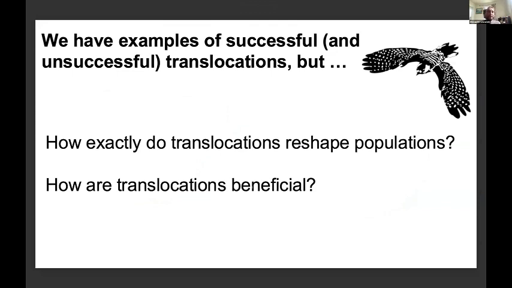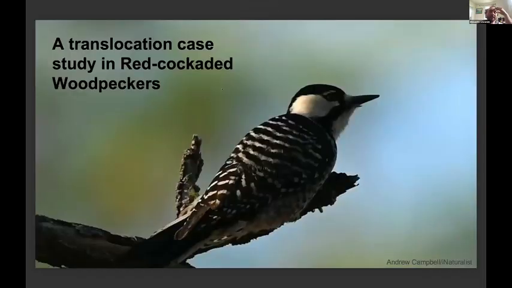And these are important questions to address because we can use this information to develop more efficient and effective ways to implement translocations to benefit populations that are in peril. And so with that, I'll share some of my own work related to this that is looking at one case study of translocations. And this is in a species that is not found in Minnesota.